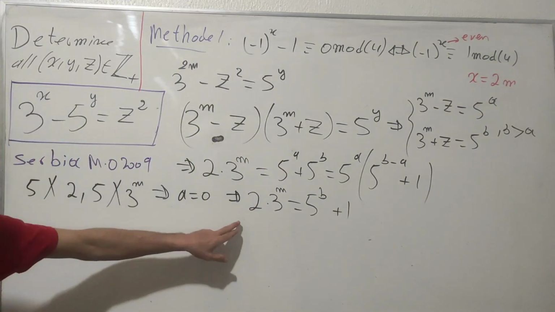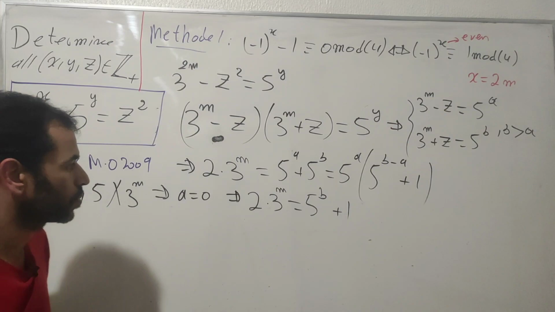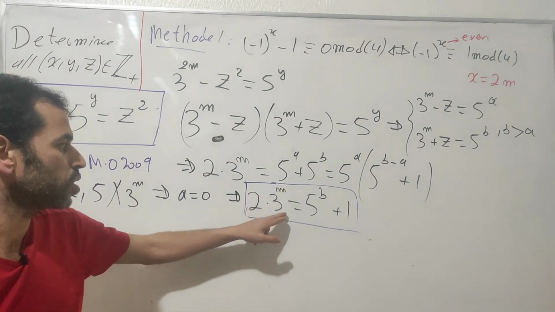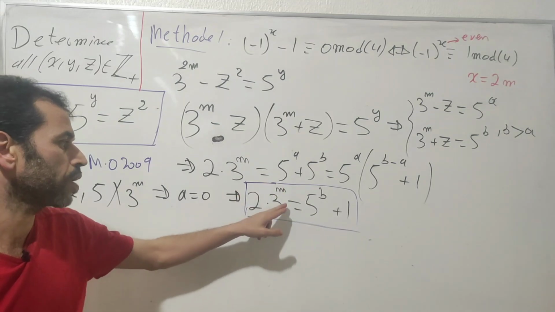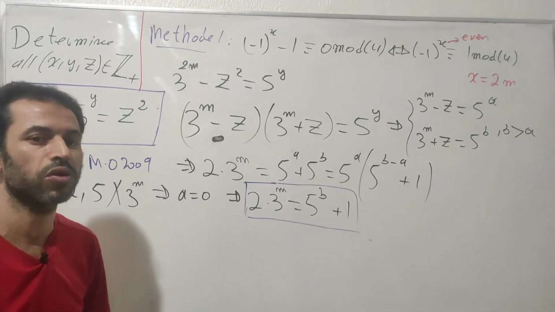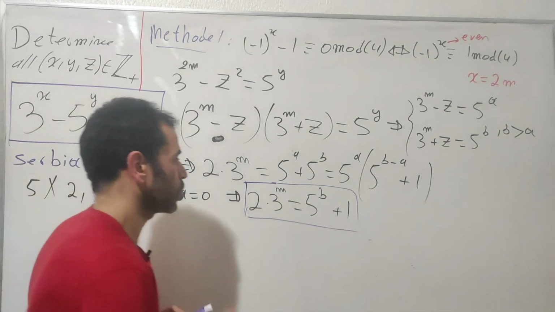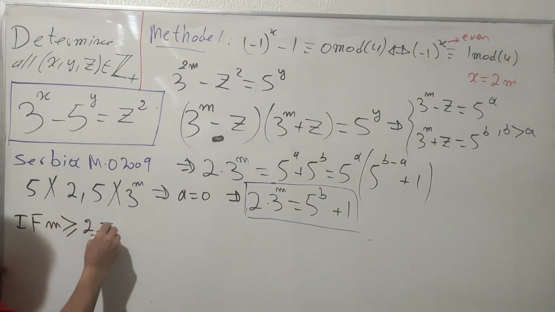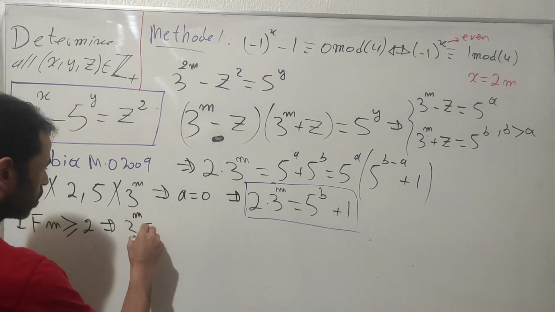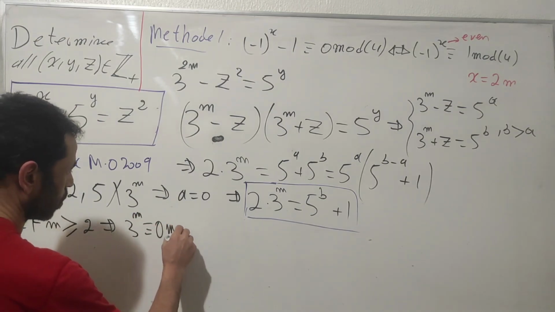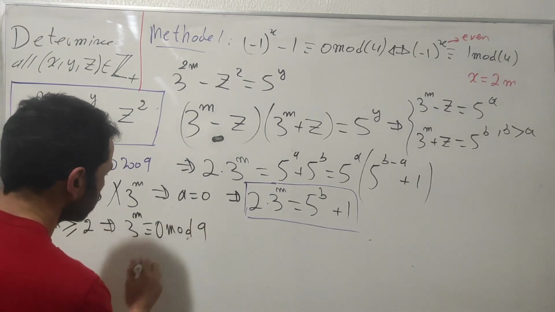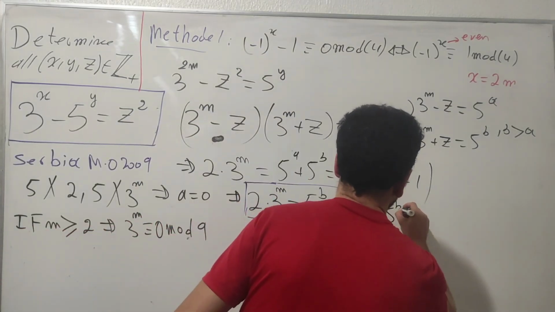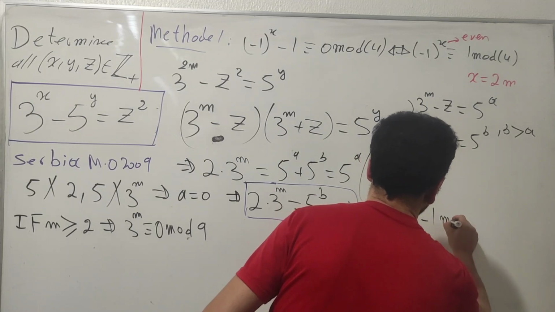Okay, so here is the issue now. If m is greater than or equal to 2, this term is going to be divisible by 9, so we are going to reduce this equation mod 9. Let's do that. If m is at least 2, 3 to the m is congruent to 0 mod 9, which means 5 to the b is congruent to minus 1 mod 9.